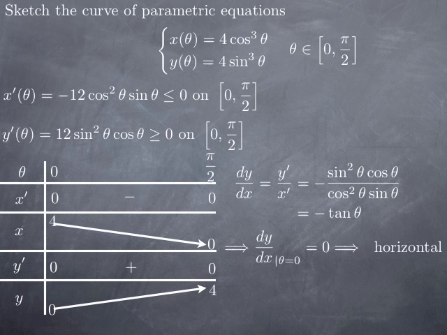In particular, that means that when the value of the parameter is 0, then we obtain 0. In other words, we have a horizontal tangent at the point of parameter 0, which corresponds to x equals 4 and y equals 0. On the other hand, when the parameter approaches pi over 2, then the tangent is approaching infinity, and therefore we have a vertical tangent at the point of parameter pi over 2, where x is 0 and y is 4.